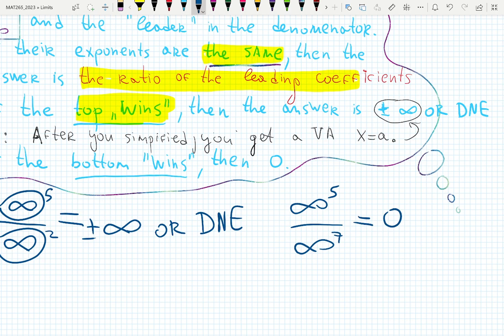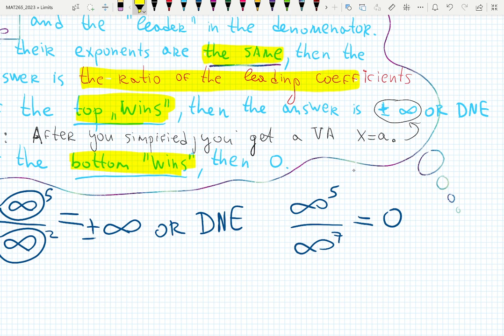So that's actually the easy one. When the bottom wins, you should feel happy. If you have an infinity in the denominator, then you know that everything shrinks to 0. So when the denominator explodes to infinity, the fraction shrinks to 0. That's the idea.